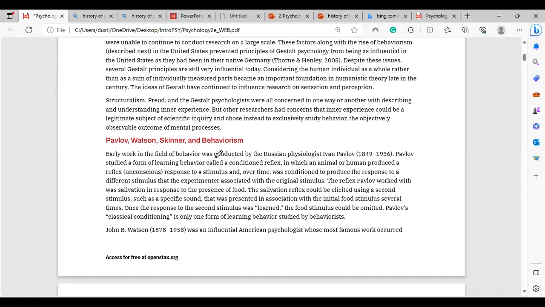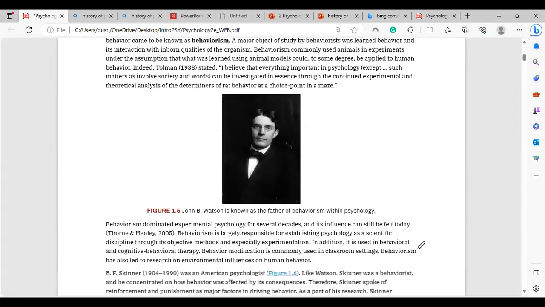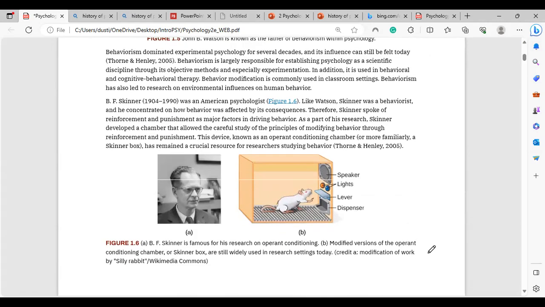There were times when people would look at, for example, B.F. Skinner. Let's see, where's his picture? That's John Watson. Sorry, B.F. Skinner. Here we go. Picture of B.F. Skinner right here, famous for his research on operant conditioning. Now, there was a misconception where he raised his daughter in a Skinner box, contributing to her becoming severely disturbed later in life.